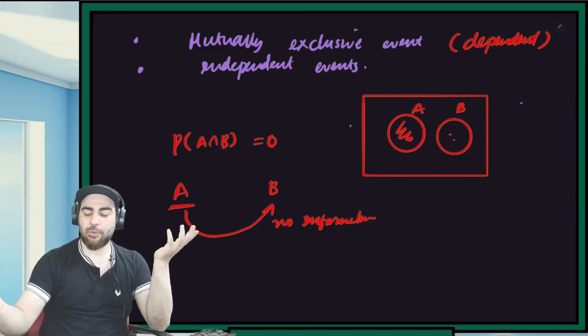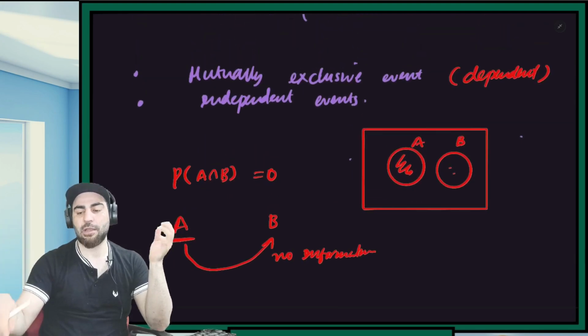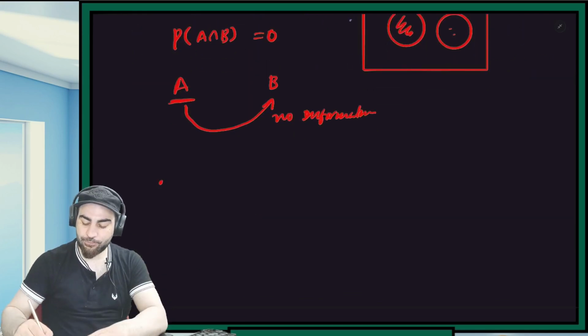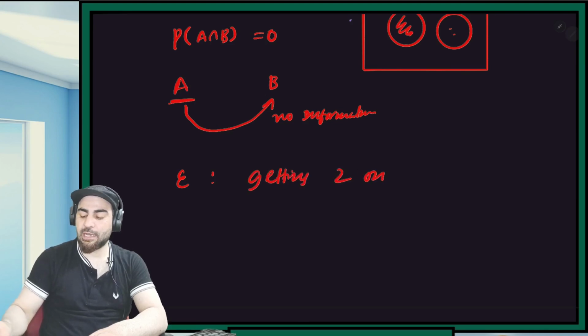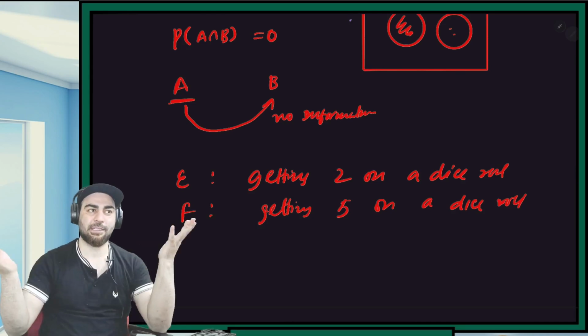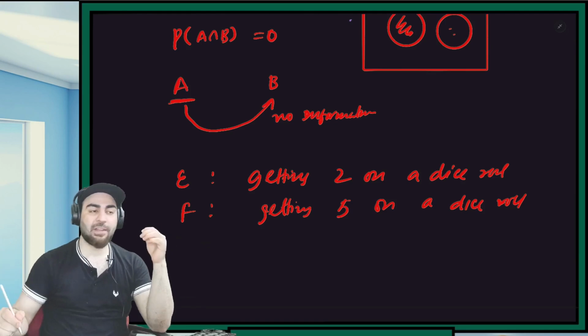So how can I visualize these things? Let's consider this. Let event E be getting a 2 on a dice roll. Let's suppose F is an event, getting 5 on a dice roll. If you see both of these events, they have nothing in common. They are mutually exclusive and dependent.